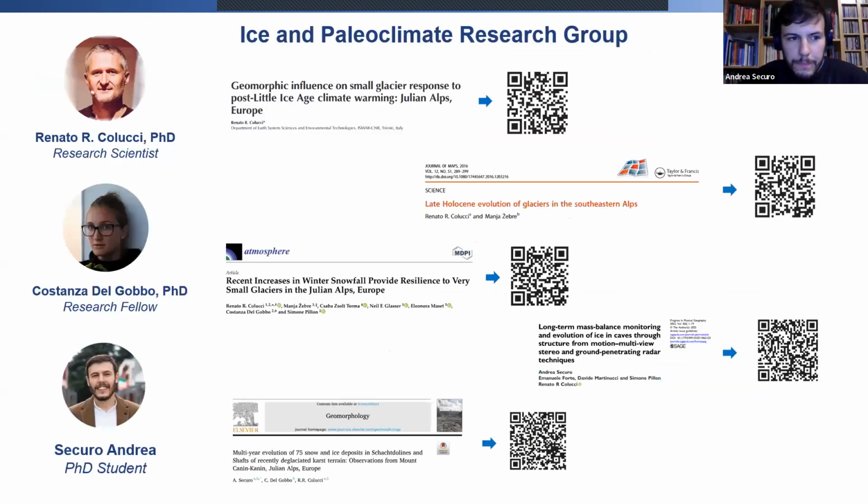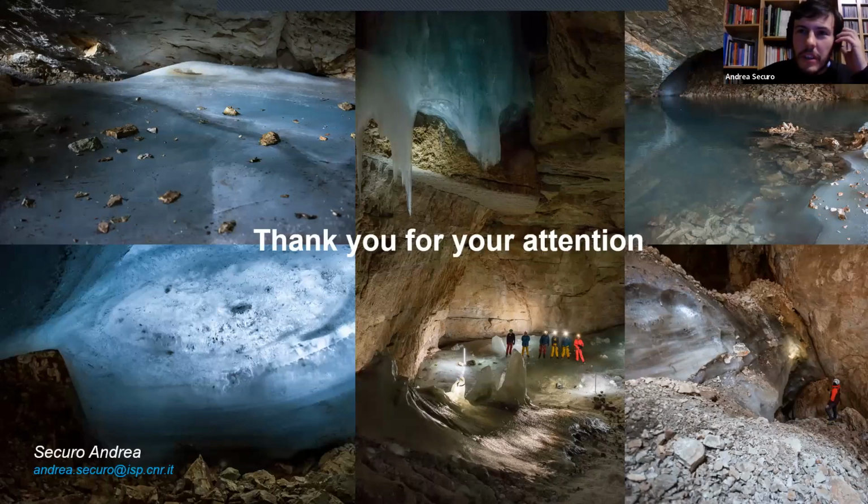If you want more information about these studies about the Julian Alps, these glacial bodies and ice caves, I have put some papers here that maybe you can read, and I would also like to thank Renato and Costanza for the help. And that's it. Thank you. Here are some photos of the caves of the area.